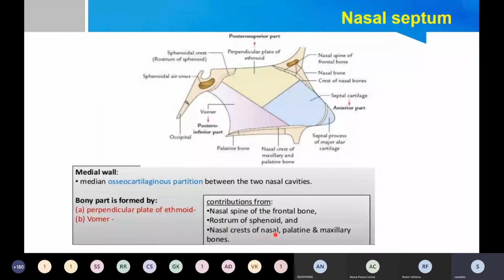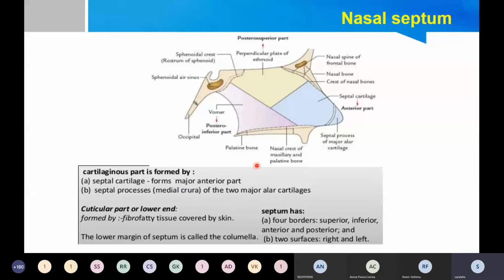And sometimes it can be contributed to by all these bones, that is the nasal spine of the frontal bone, the rostrum of the sphenoid. Here you are seeing the sphenoidal crest or the rostrum of the sphenoid, and there are nasal crests of the palatine and the maxillary bones. These are just the minor contribution. These two are the main bones which form the nasal septum. And these are the cartilages. If you can observe here, this is the septal cartilage and this is the septal process, or the tips of the two alar cartilages unite to form the columella.